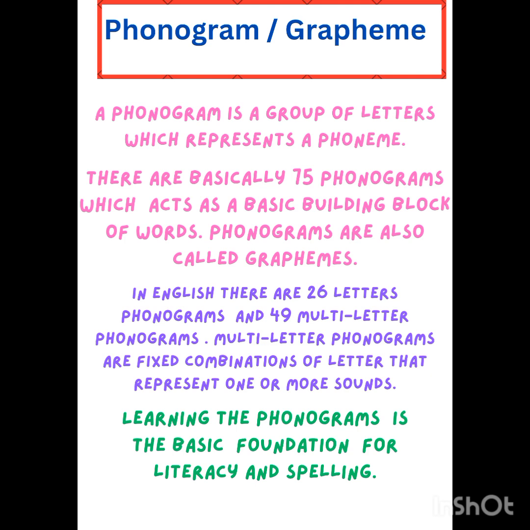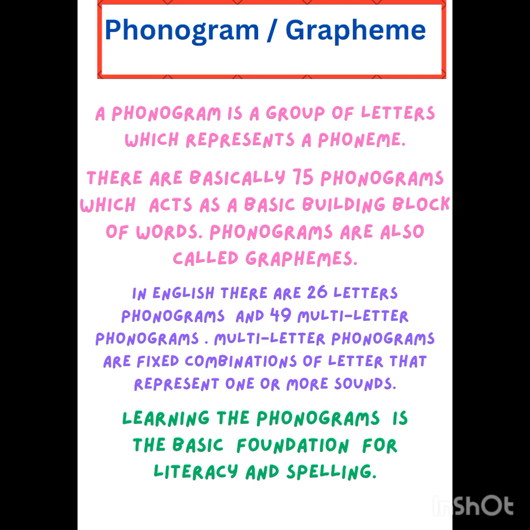Phonograms are also called graphemes. Graphemes means the way a particular sound can be written into letters, into a combination of letters or into a letter. In English, there are 26 letters, as we all know. There are 26 single-letter phonograms, that means A, B, C, D, E, F, G, H, and so on, and 49 multi-letter phonograms that make the A sound or an E sound or another vowel sound or a consonant sound. These are fixed combinations of letters that represent one or more sounds.